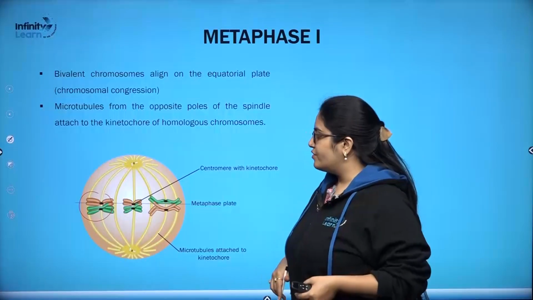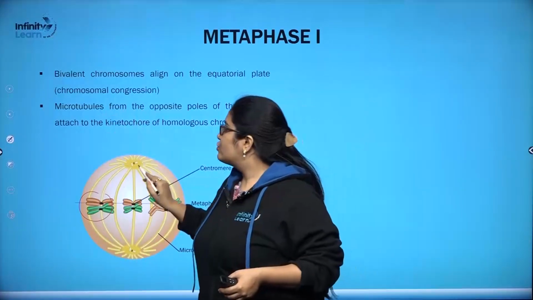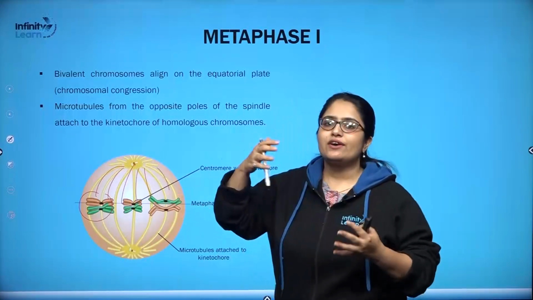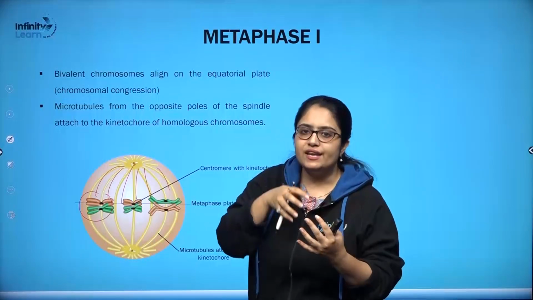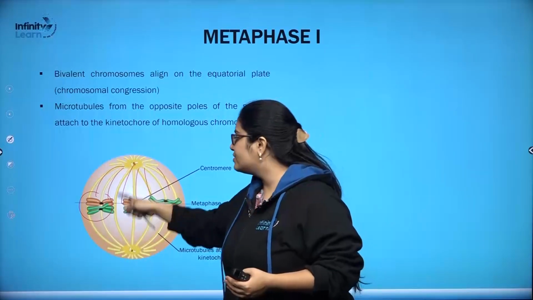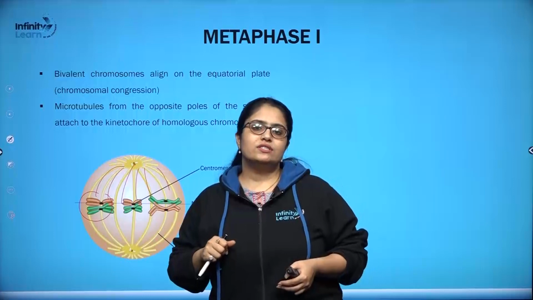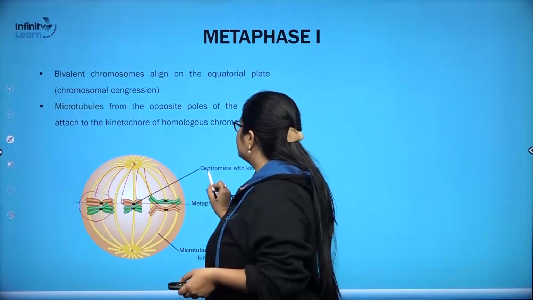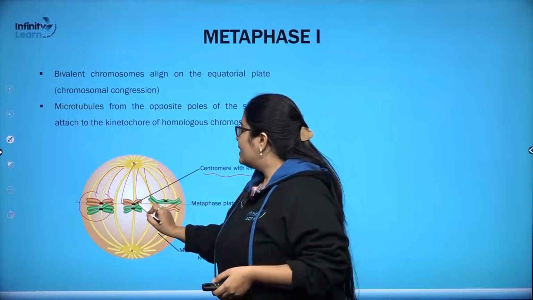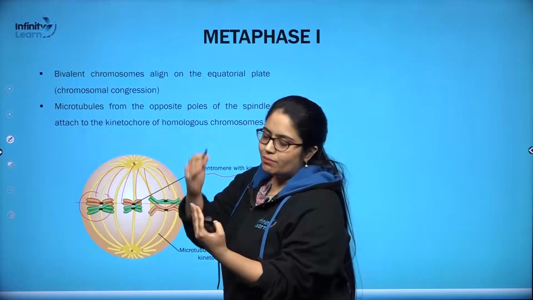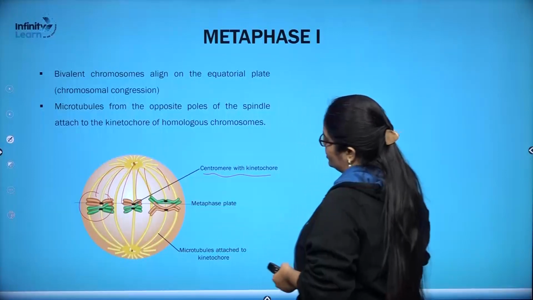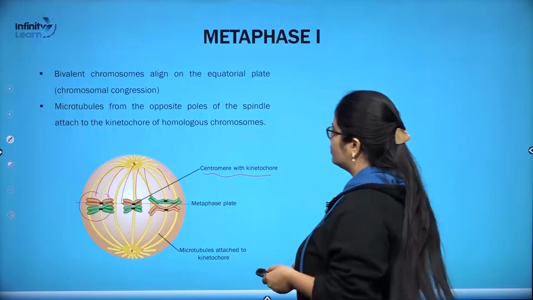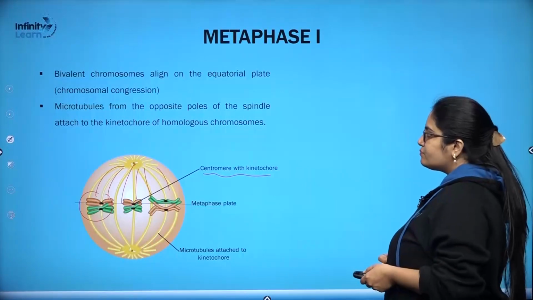This is chromosomal congregation. Now, with the help of microtubules coming from the opposite poles, these microtubules will be attached to the kinetochores present on the centromeres of these homologous pairs of chromosomes. So this is the centromere with kinetochore, and on these kinetochores the microtubules are coming and attaching. So this is how the bivalents are arranged on the equatorial plate, the metaphase plate.